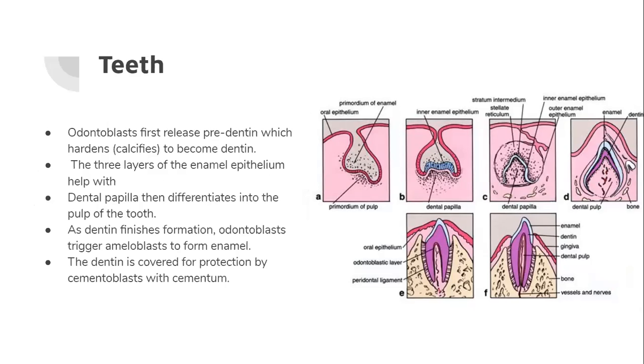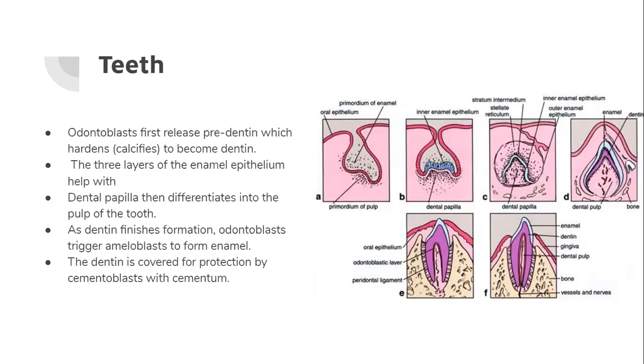Then there's 3 layers of the enamel epithelium. So there's the enamel endoplasm, I believe it is. It's the middle layer, and then there's also 2 epitheliums, the outer and the inner, that kind of give the space for the enamel to form. The dental papilla eventually forms the pulp of the tooth and helps with the root and circulatory system of it for the blood. And then the dentin finishes formation.